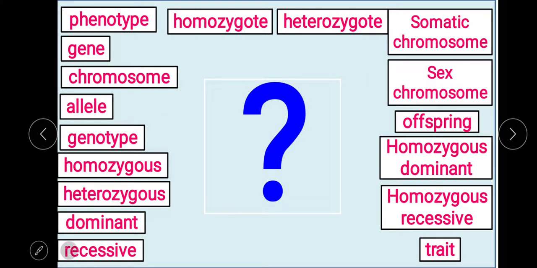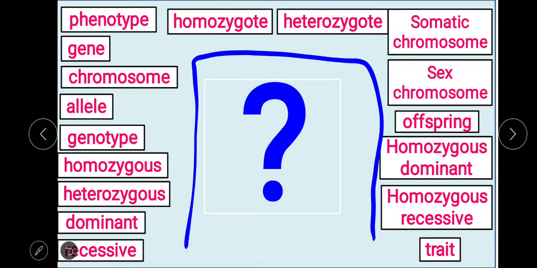But before we discuss non-Mendelian forms of inheritance, let us first understand these prerequisite words. These words are very important because they will be used throughout this lesson about non-Mendelian forms of inheritance. So in part 1 of the lesson, we are going to understand all of this.